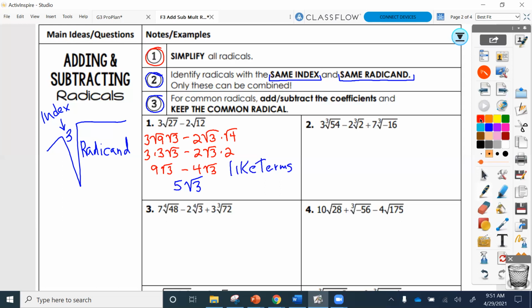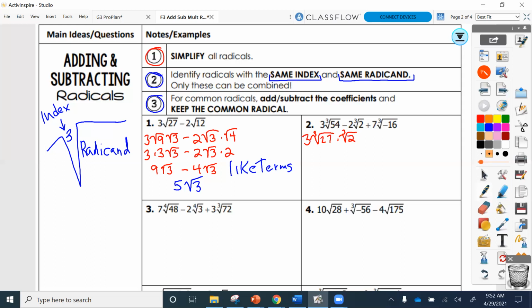All right, number 2. This we can rewrite. Now we want perfect cubes, right? So 54 can be separated into the cube root of 27 times the cube root of 2. And it would be good for you guys to have a chart. I'll make sure and post that, of perfect cubes and perfect squares and perfect fourths and all of that. And that will help you to decide.